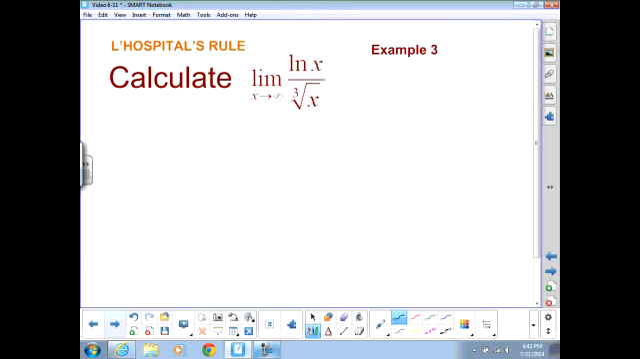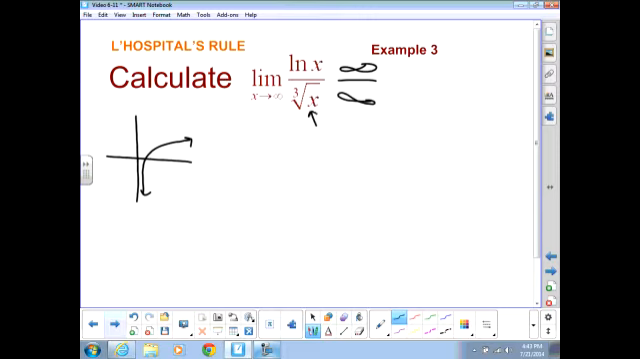Example 3, natural log of x over cubed root of x. Our graph looks something like this. So as our x's get large, our y's also get large, so that goes towards infinity. Cubed root of x, as you take huge numbers and take the cubed root, they're still going to be huge numbers, so that's going to go towards infinity. So this is an indeterminate form.